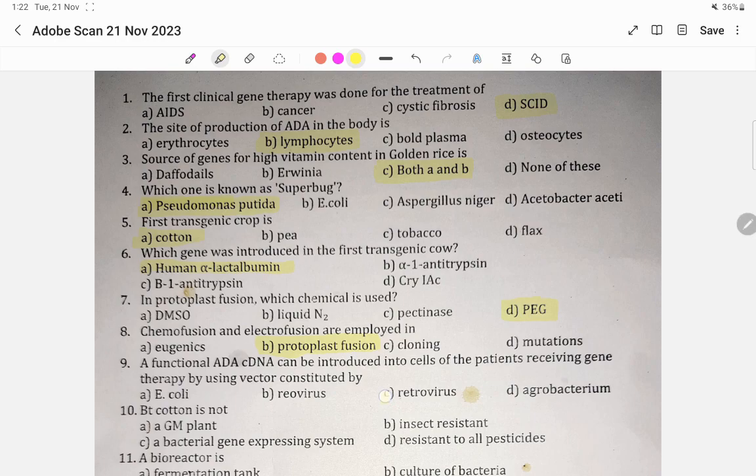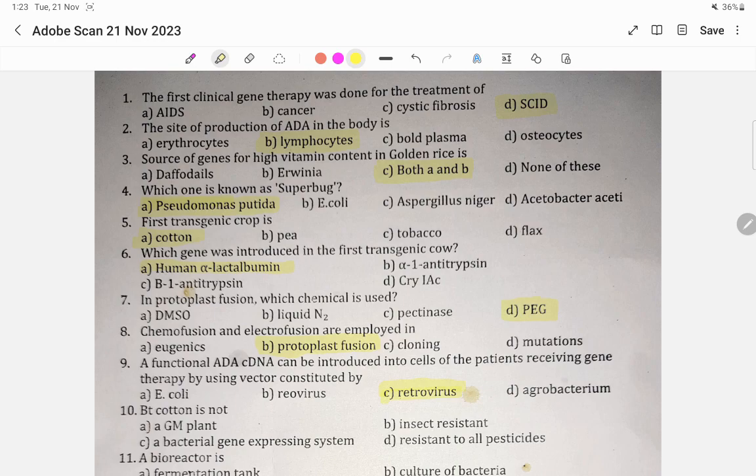So for most of the animal experiments, the gene therapy or the transfer of our DNA, we go for disarmed pathogens like retrovirus. So they just introduce the gene of interest into human beings without causing any diseases because they have been disarmed. So a functional ADA cDNA can be introduced in cells of patients receiving gene therapy through retrovirus.